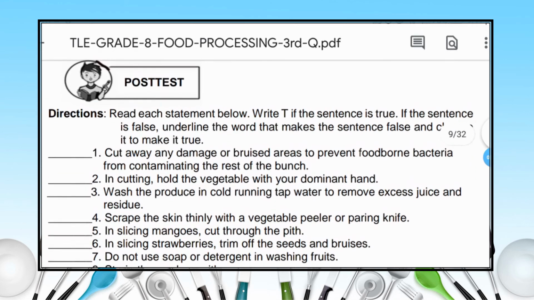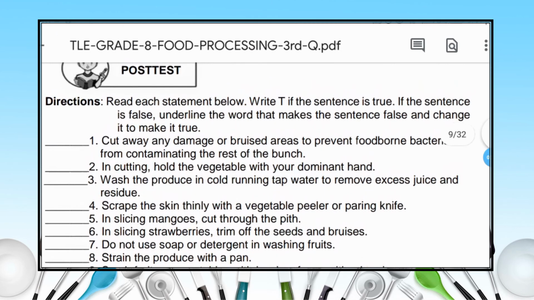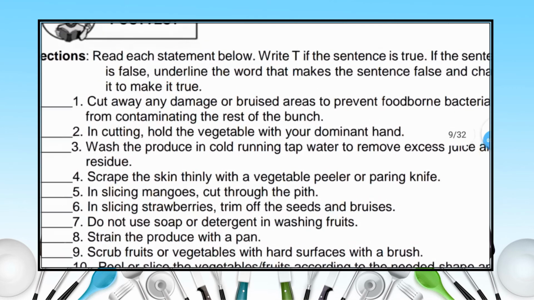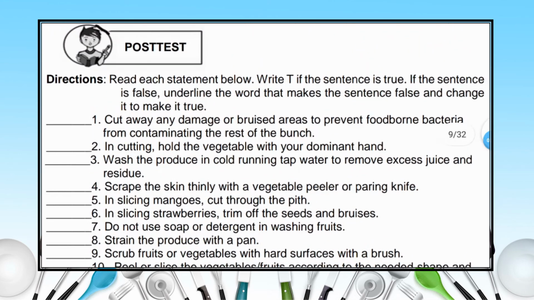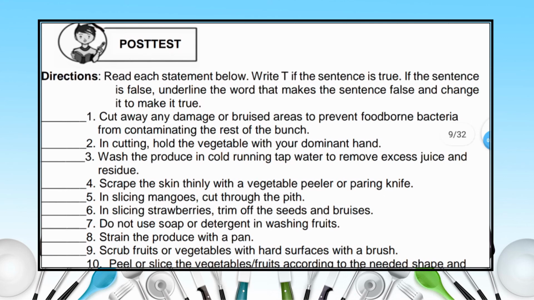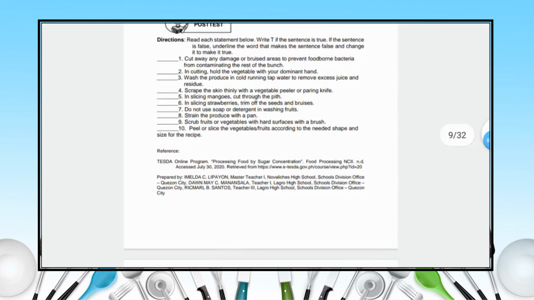This is the last part of the module, the post-test. So, you will just identify whether the given statement or the statements are true or false. Just write T if it's true, F if it's false. Since there's no underlined word on the items, wala namang naka-underline dyan, and you cannot identify it and you cannot change it to make the statement correct, just write F if it's false. And that's the end of module 2.